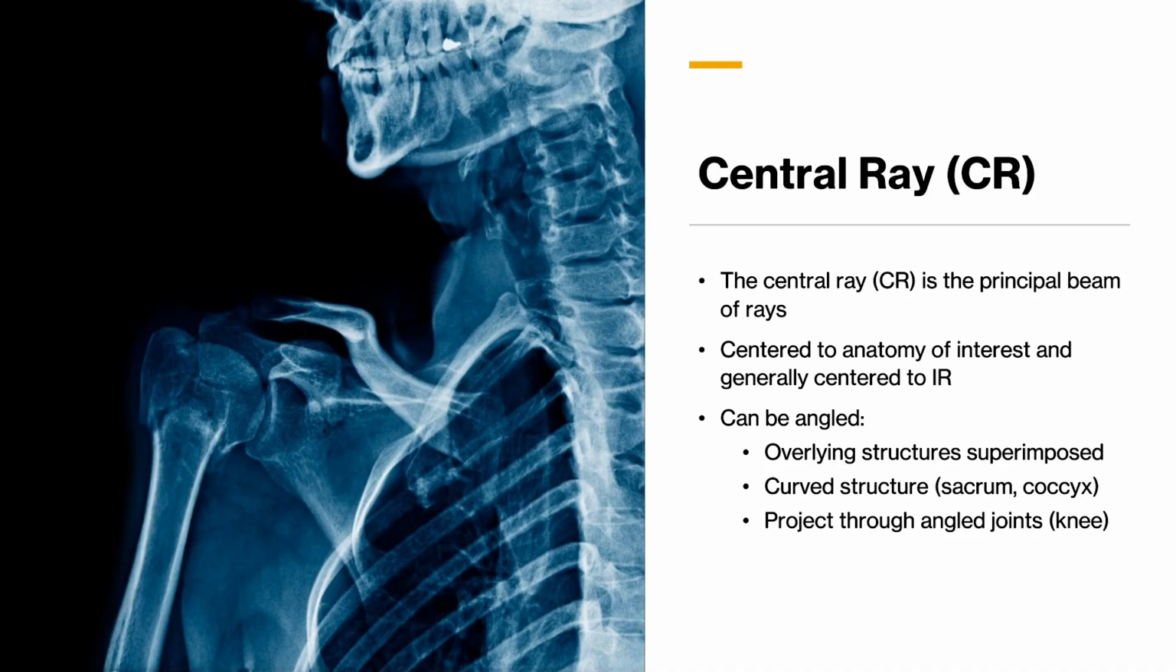Sometimes we'll have a tube tilt, so it can be set at an angle. Generally, in those cases, it's because there are other structures that are superimposed. So when we're doing an X-ray of the front of the neck, we'll do a tube tilt that's facing upward or cranially because we want to get underneath the chin, the mandible, the jaw. All of that is kind of in the way of seeing the upper part of the neck. Or if we're trying to go through a curved structure like the sacrum or coccyx, we'll have to accommodate that by using a tube tilt, or going through angled joints like the knee.